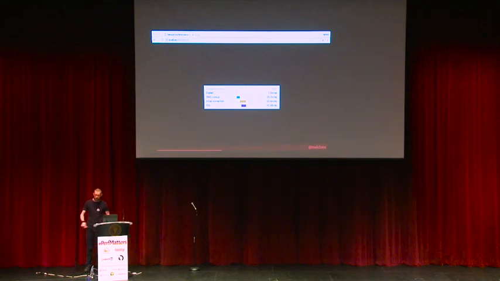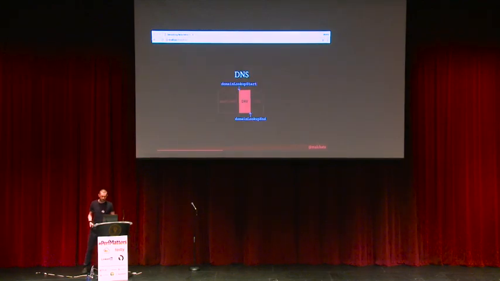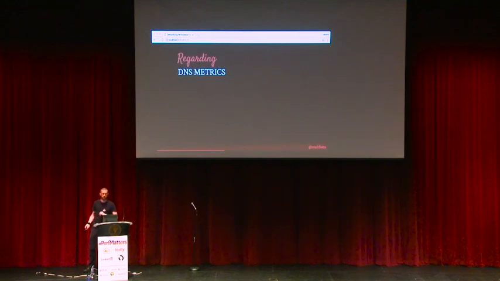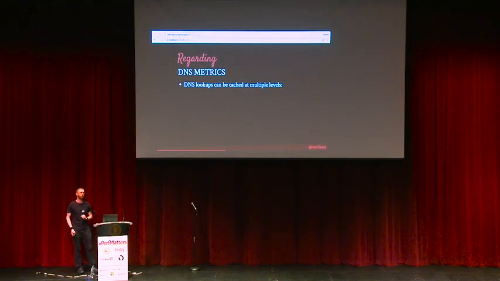As latency increases and network quality degrades, this can take some time, and you might actually want to measure this phase of your applications. Again, a very simple part of the processing model. It's just domain lookup start and domain lookup end, self-explanatory. But regarding these metrics, there's really just one key point: DNS lookups can be cached at multiple levels.